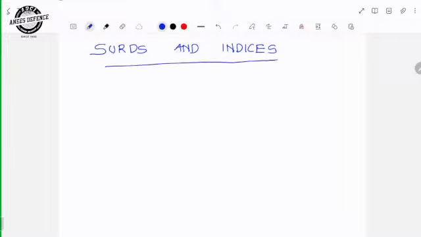Today we are going to discuss the topic surds and indices. This is a basic topic you all should know. There are some fundamental laws in indices. So first of all, you have to understand what is a surd.